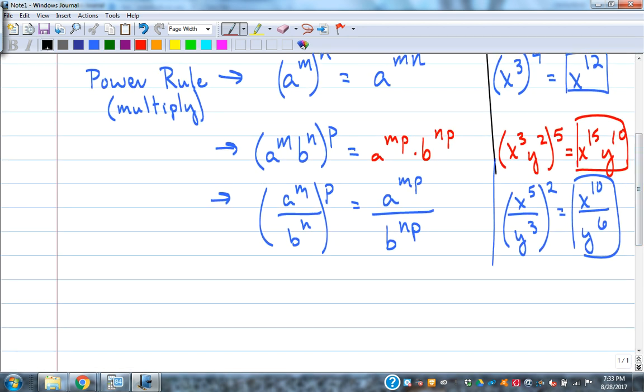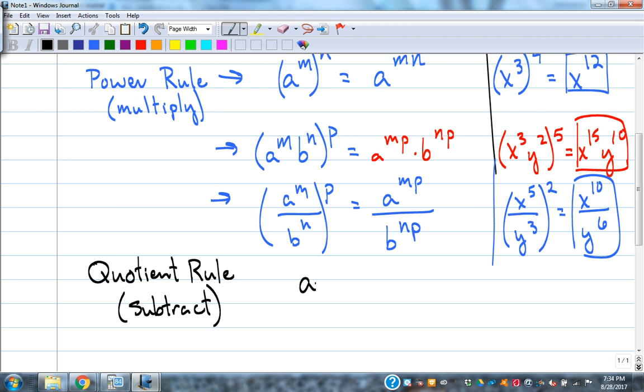And then the last rule that we'll talk about is the quotient rule. If you're multiplying, what do you do? When you're multiplying, the product rule said you do what with the exponents? Add them. So the opposite of multiplying is division, which is a quotient. The opposite of adding would be subtract. So the quotient rule deals with the same base, a to the m over a to the n. You subtract those.